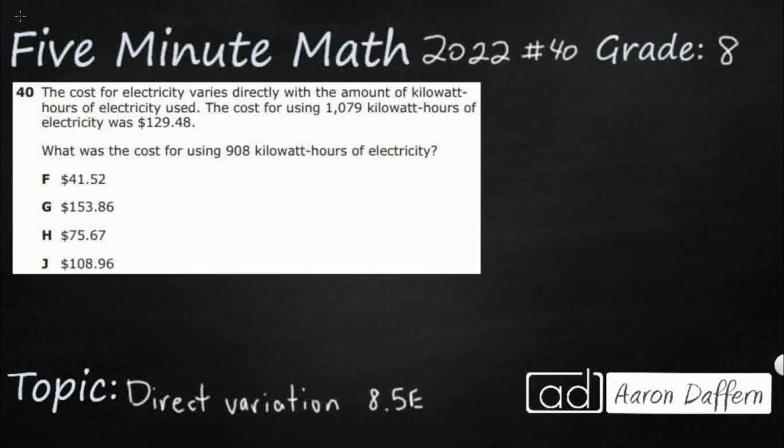Today we are looking at the 8th grade concept of direct variation. This is standard 8.5E in the great state of Texas, and we are using item number 40 off the 2022 released STAAR test. If you have not done so already, please go ahead and take a moment to pause the video, work this problem out on your own, unpause it, and we will look at our answers together.